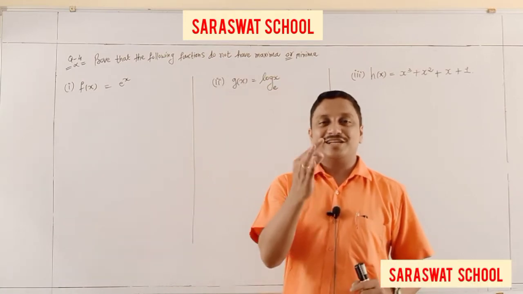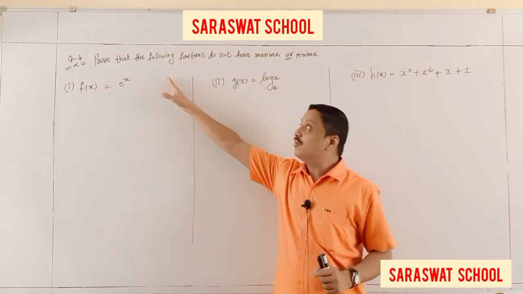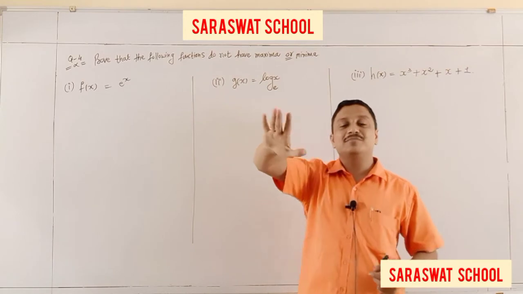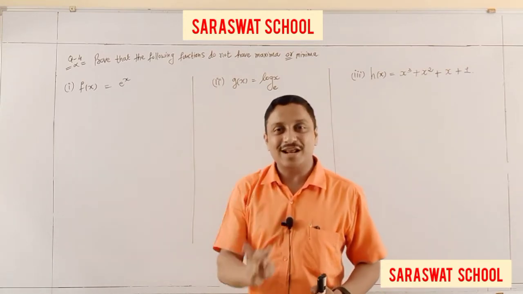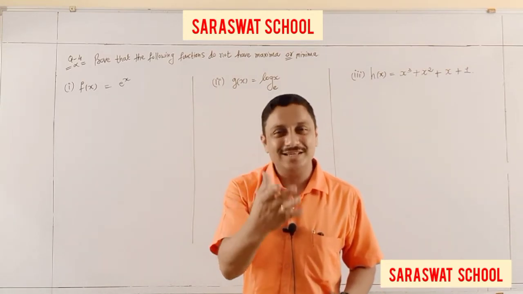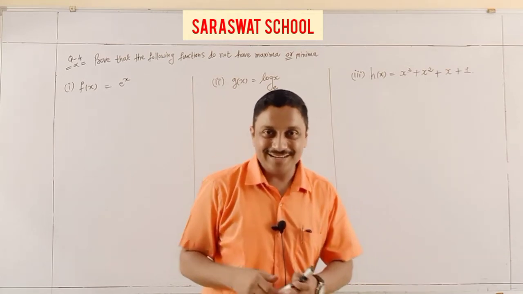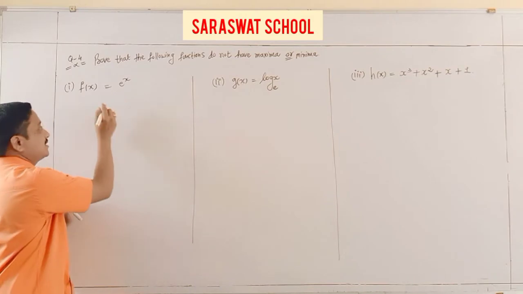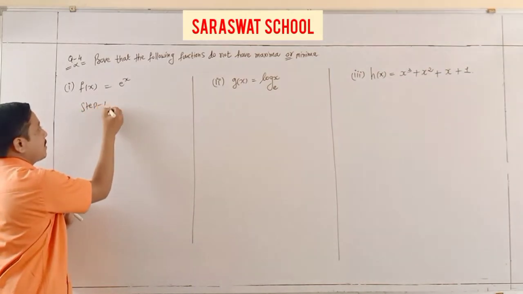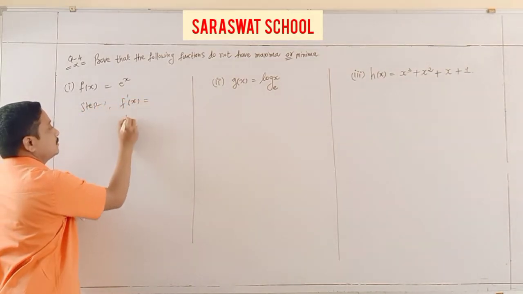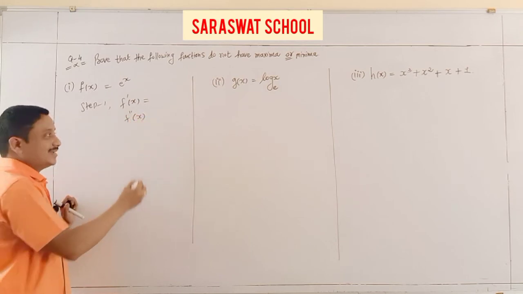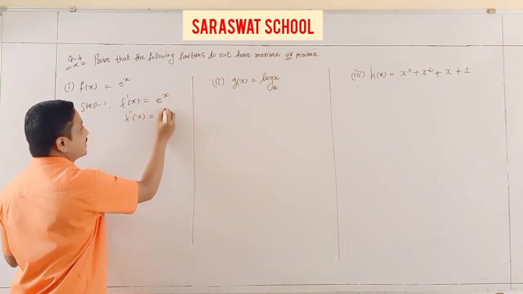Now, students, a very interesting question coming. Prove that the following functions do not have maxima or minima value. There are 3 questions. All are very easy. Yes, step 1, step 2, step 3, step 4 I follow. First question, f x is e raised to x. So my step 1, students: f dash x, f double dash x, it is nothing but e raised to x.